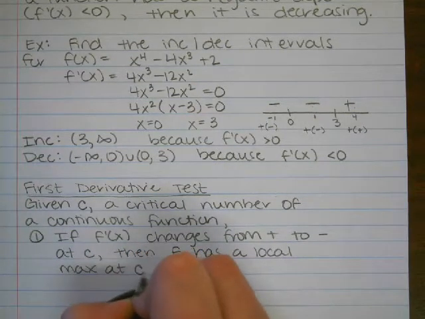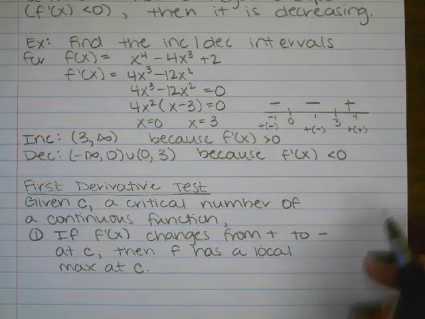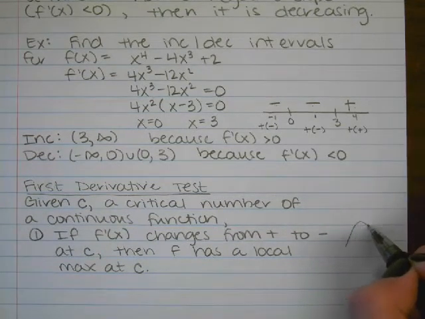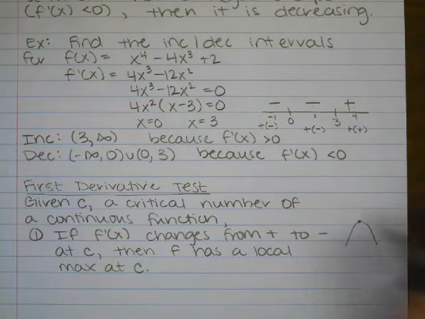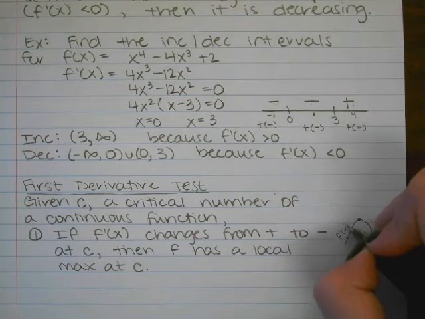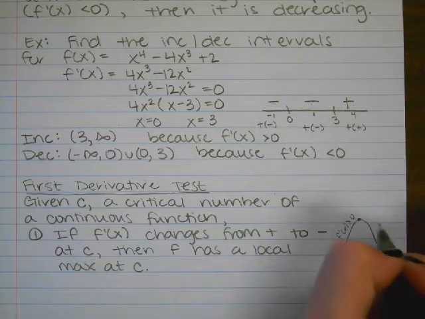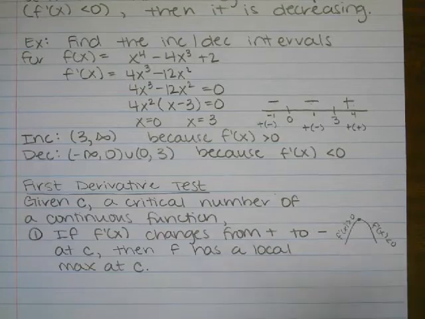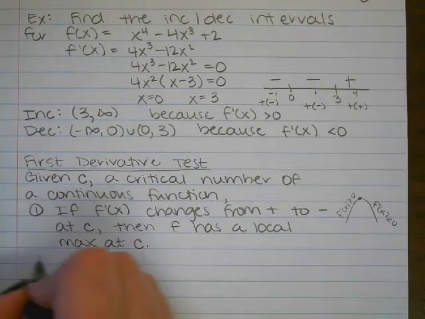at C. And you could even draw a little picture of this off to the side. If your graph is increasing and then switches to decreasing, you do have a max there. So this would be like f prime of x is greater than 0, f prime of x is less than 0, and if you make that switch, then you have a local maximum.